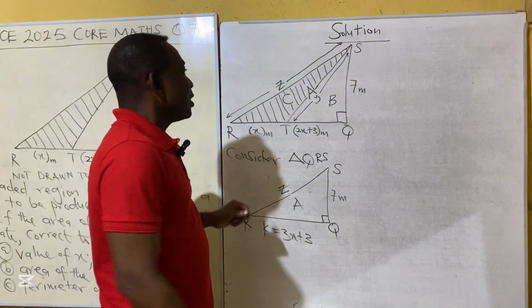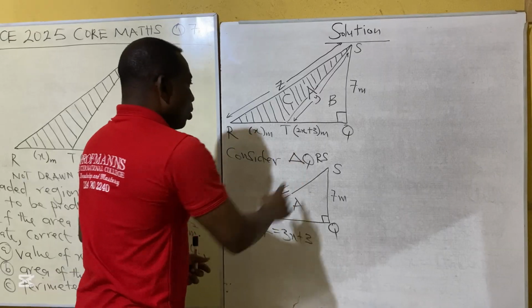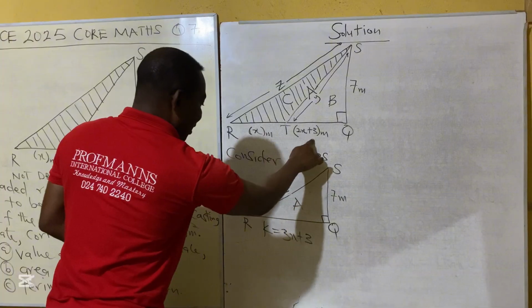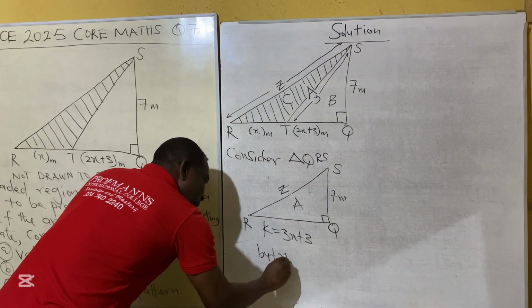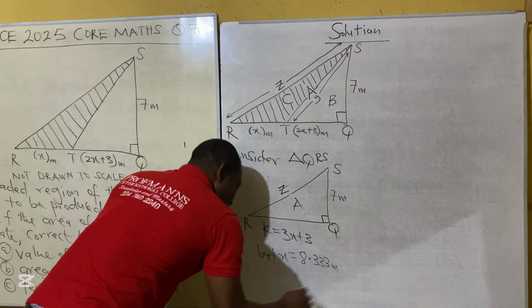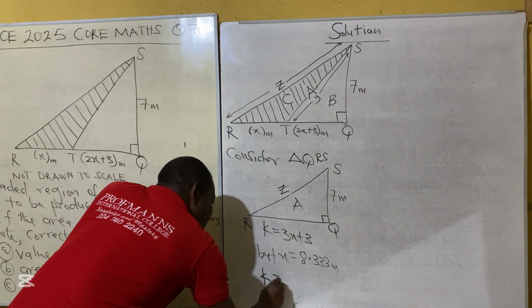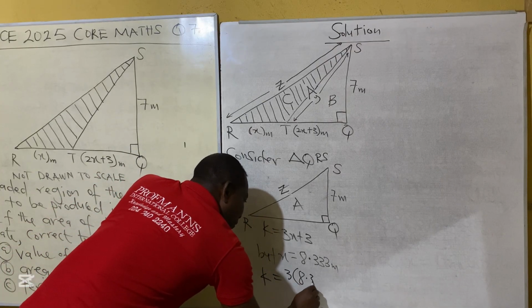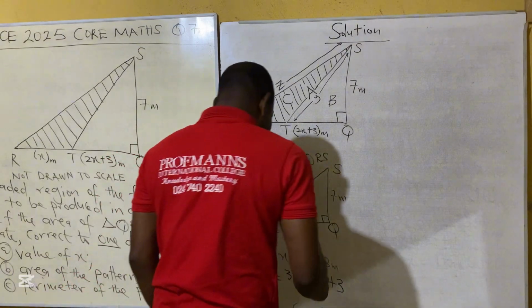Now that we have calculated the value of y, we need to calculate the length of z. So let us extract the bigger right angle triangle, which is here. The base of it is 3x plus 3. We've done that. Now, x is equal to 8.333 meters. So if that is the case, then the base, which we call k, will be 3 times 8.333 plus 3.